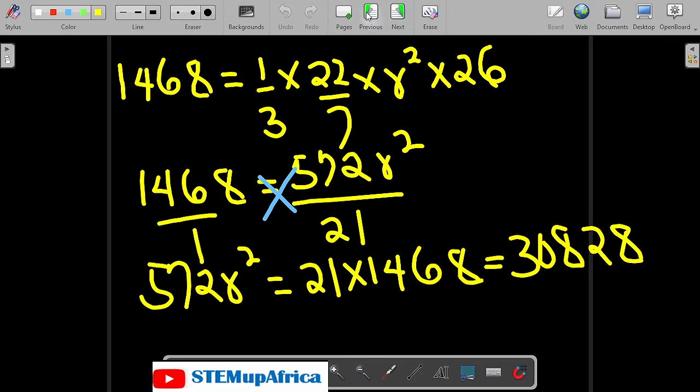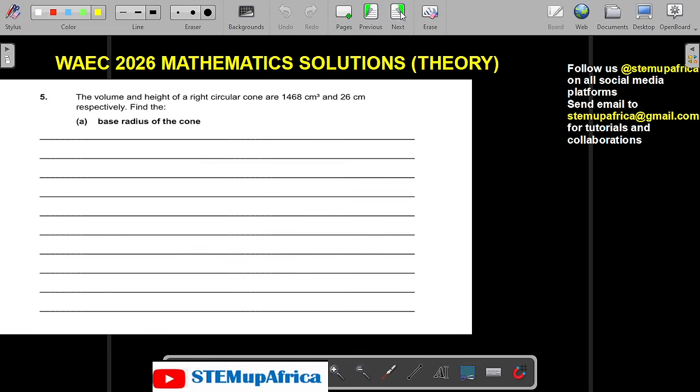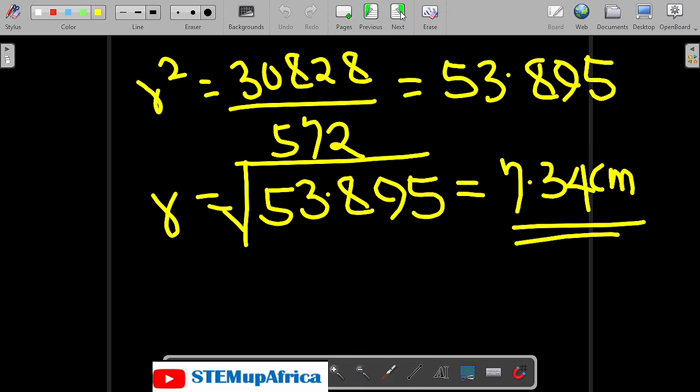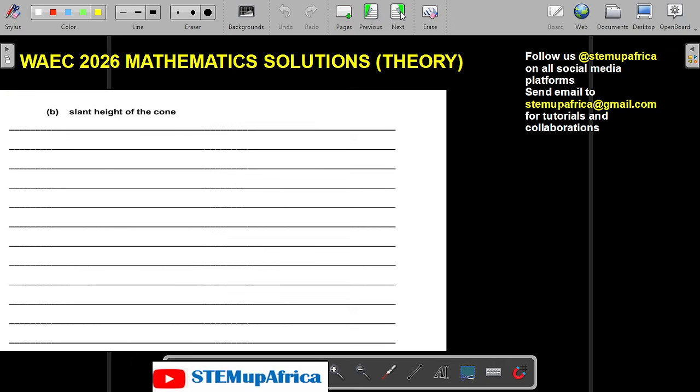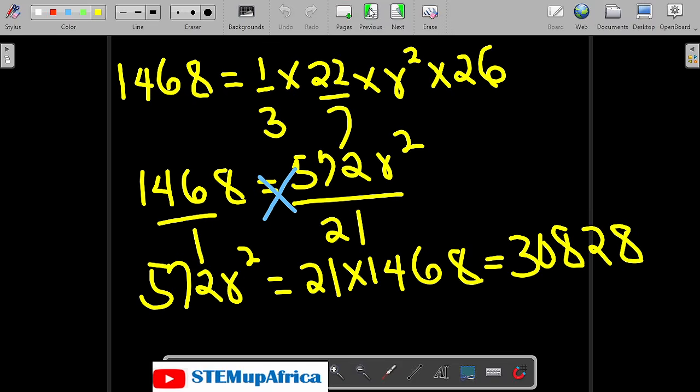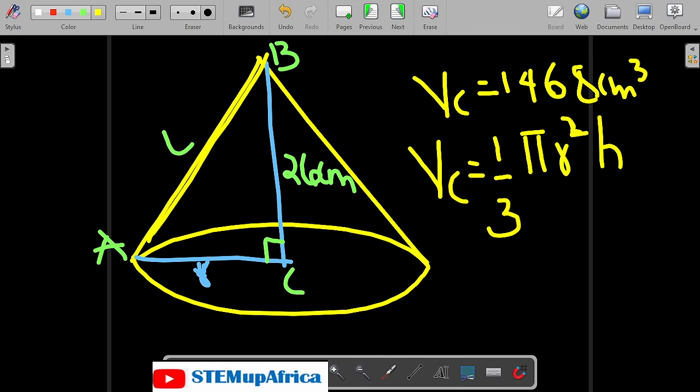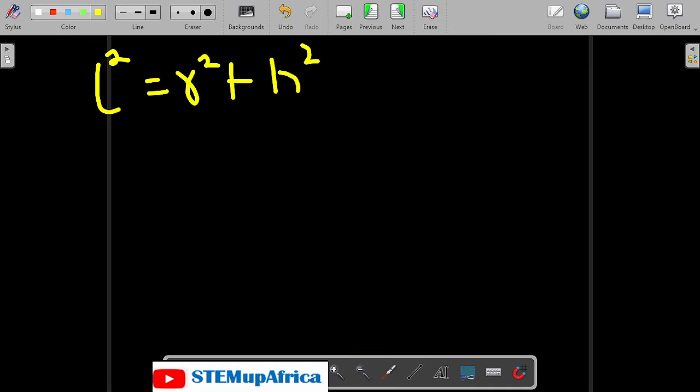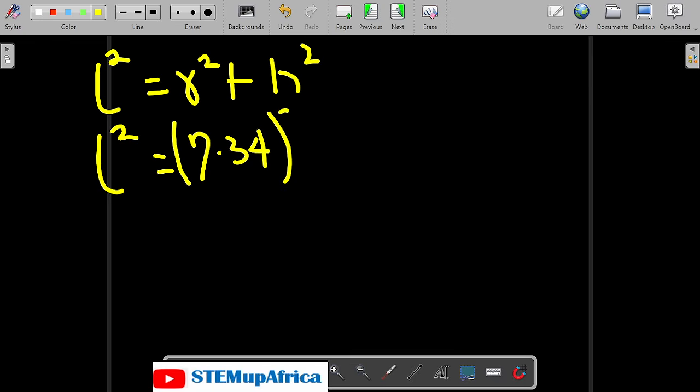So let's move to the next question. Question A, base radius is 7.34. Question B says we should find the slant height, which is from A to B. So we've got the radius here already as 7.34 cm. To get the slant height, I will just apply Pythagoras theorem. So our slant height, S squared, will be the radius squared plus the height squared. So my S squared will be 7.34 all squared plus the height 26 all squared.